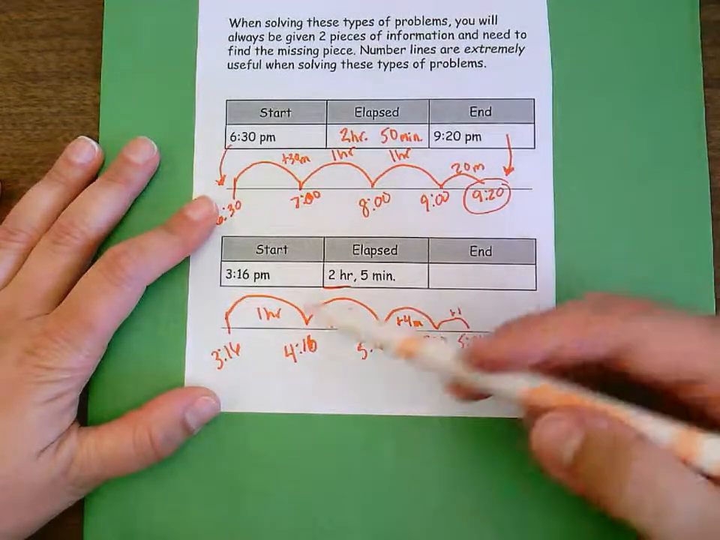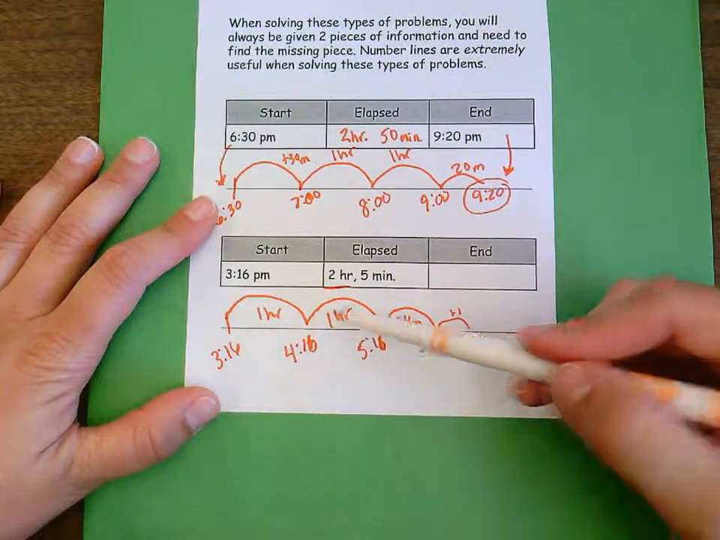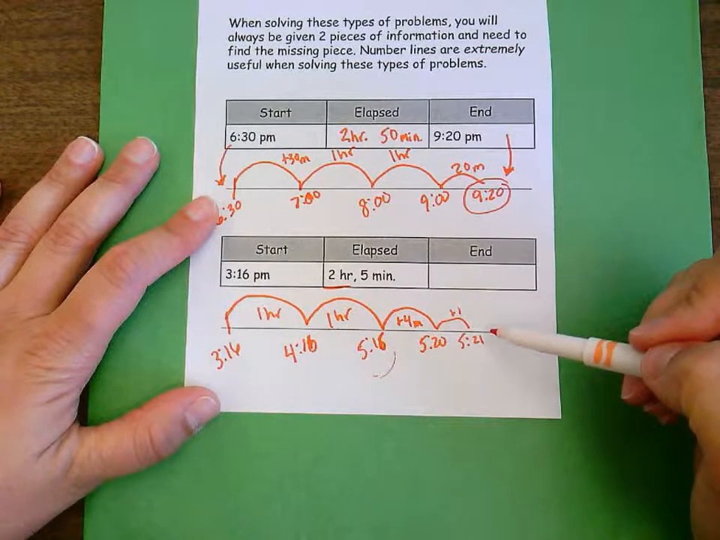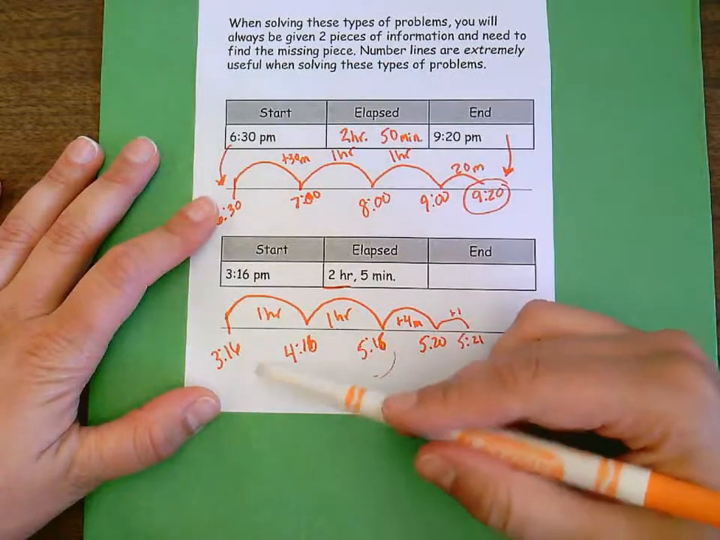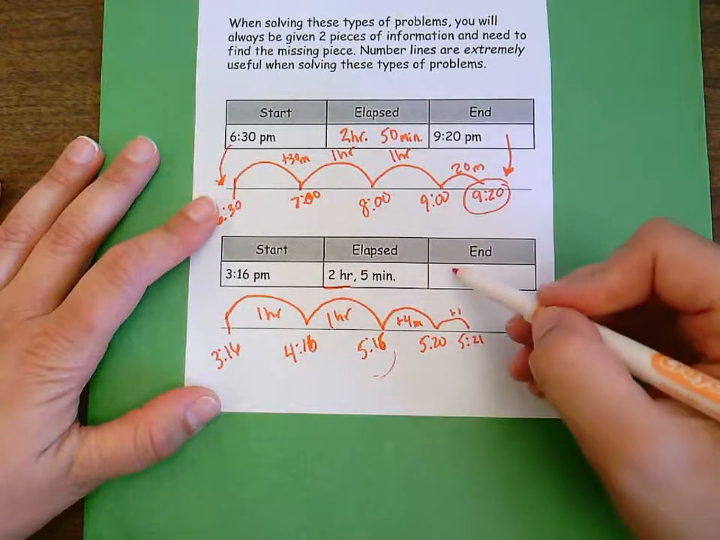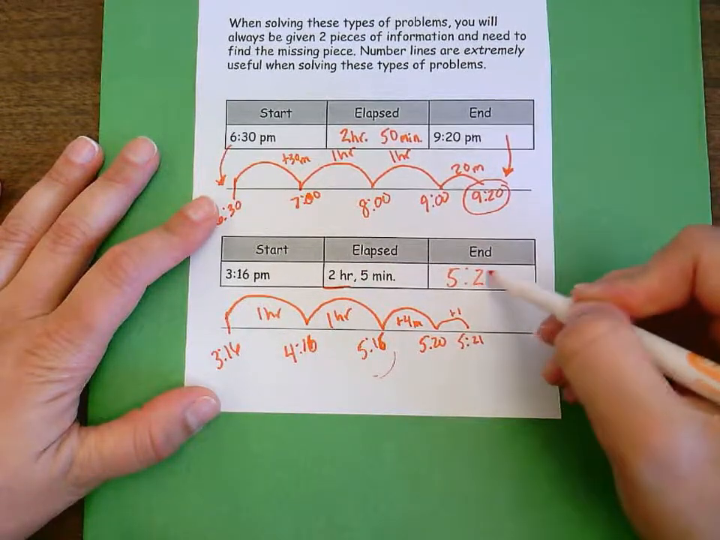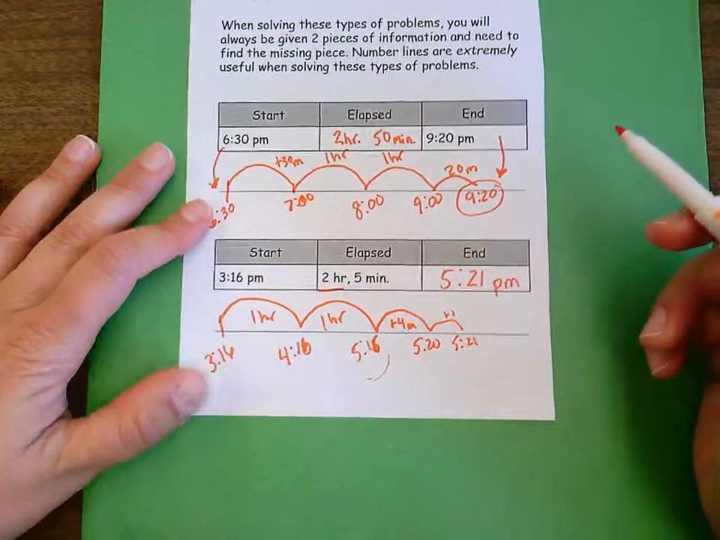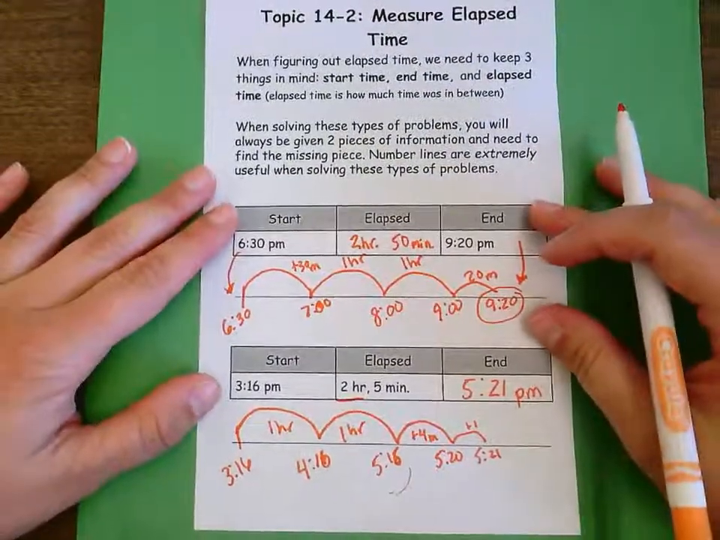Now again, you could start by jumping the minutes first before the hours, or at this 5:16, you could have taken a whole jump of 5. It doesn't matter how you break it up, as long as you've gone a total of 2 hours and 5 minutes, and we end up at 5:21 p.m. for our end time. So in this topic, that's what you're going to be doing.